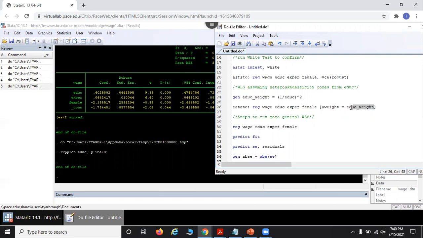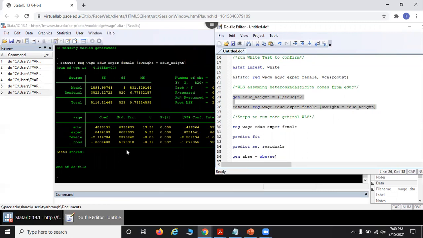And that analytical weight, of course, as we previously had generated, is based upon the square of the inverse of the variable that we think is causing the heteroskedasticity. So in other words, our regression is now going to be run, and basically we are going to weight the regression estimates with respect to the inverse of education to account for the potential heteroskedasticity that we think might be coming from education. So we run these 2 little lines of code.